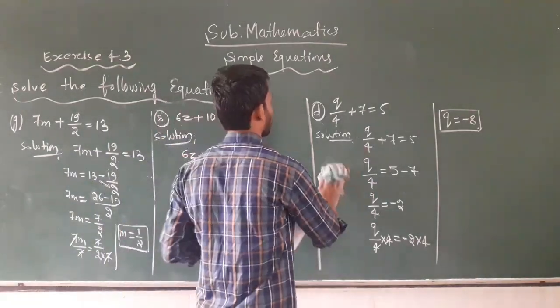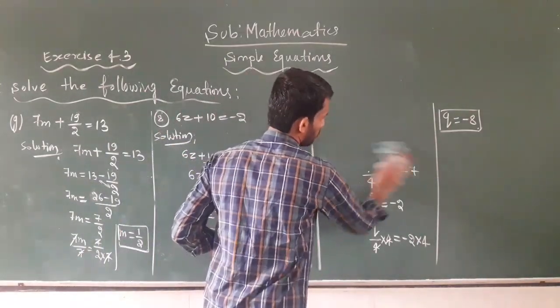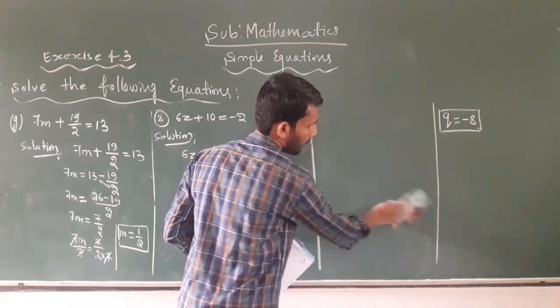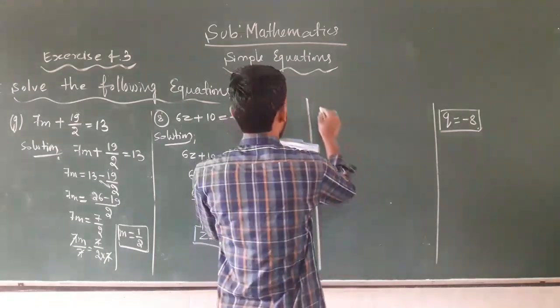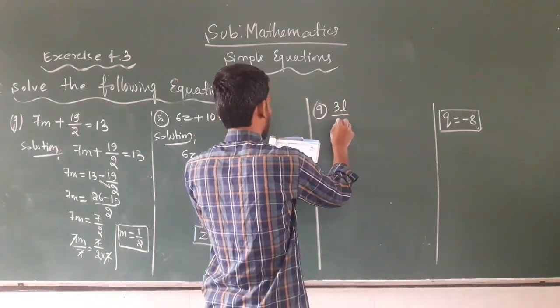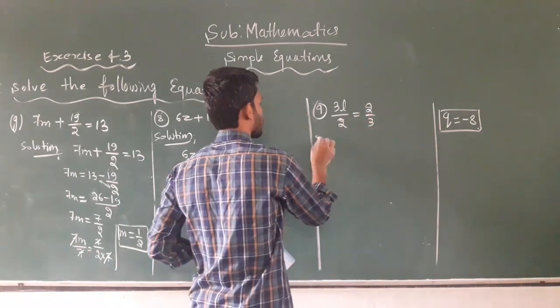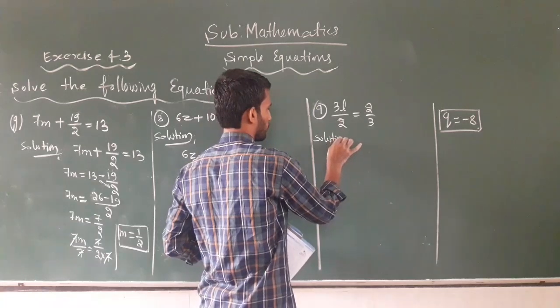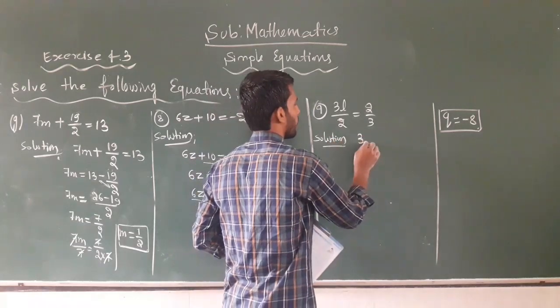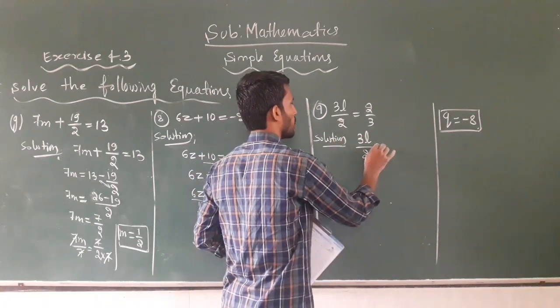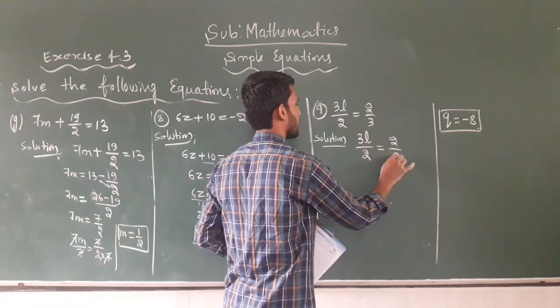Okay, dear student, next problem I am taking here. The next 9th problem, let us see the 9th problem in exercise 4.3. 3l by 2 is equal to 2 by 3. Solution. See, 3l by 2 is equal to 2 by 3.